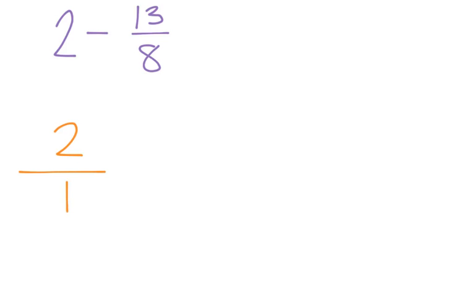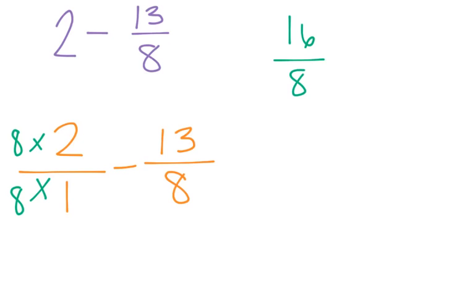All right, number 36 is another one where you have a whole number minus a fraction. So we're going to go ahead and put 2 over 1 minus 13 over 8. Our common denominator is going to be 8, so we're going to multiply by 8 on the top and the bottom over here. 16 over 8, because 8 times 2 is 16, minus 13 over 8. 16 minus 13 equals 3 over 8. And that is your answer for number 36.